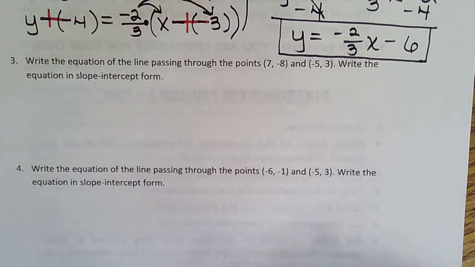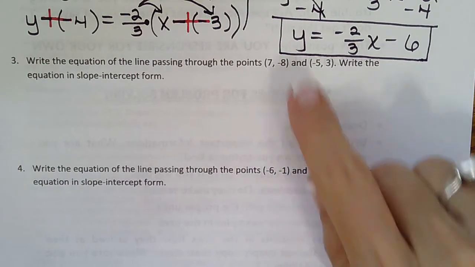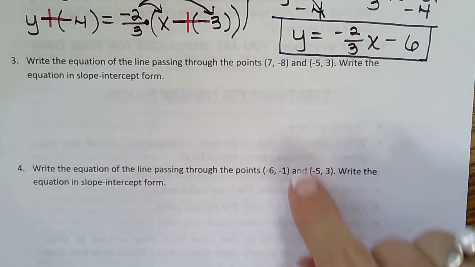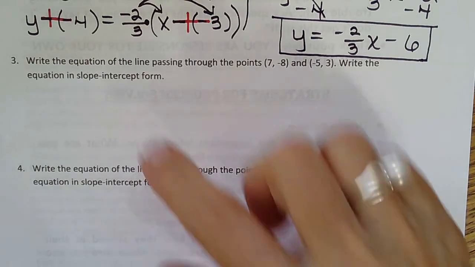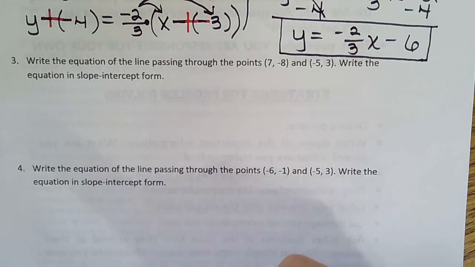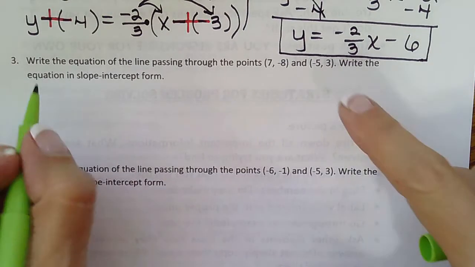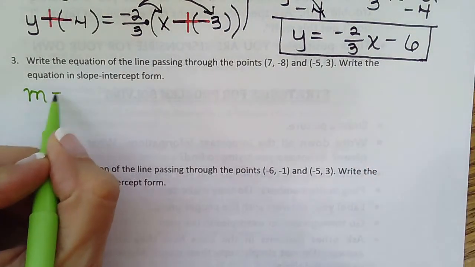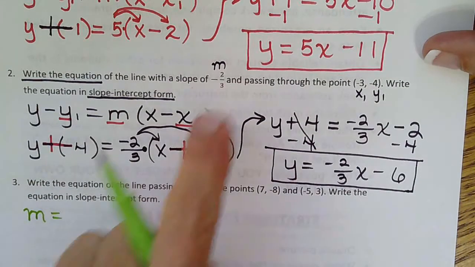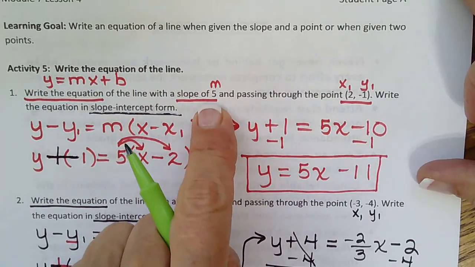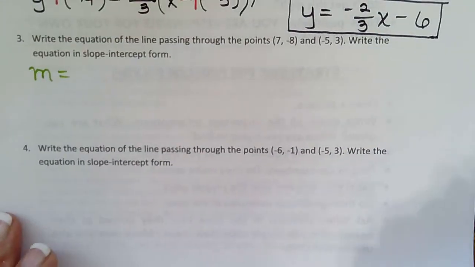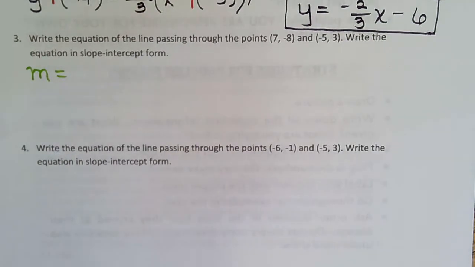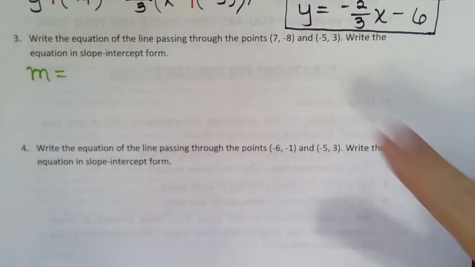Okay, so 3 and 4 are different. Do you see why they're different? Neither one of them gives us the slope. So we're missing the slope. So these are the 2 that require an extra step at the beginning. First, you have to find the slope. Because see how the other ones gave me the slope, gave me the slope. But these 2 do not. So the minute you see 2 points, that should just be second nature. Oh, 2 points. Got to find the slope.